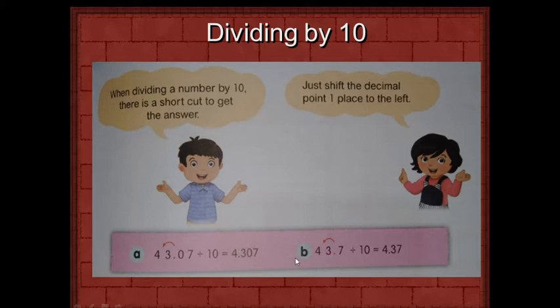4.307. And then 1b, 43.7 is divided by 10, so the decimal point moves one time to the left between 4 and 3, so the answer is 4.37.